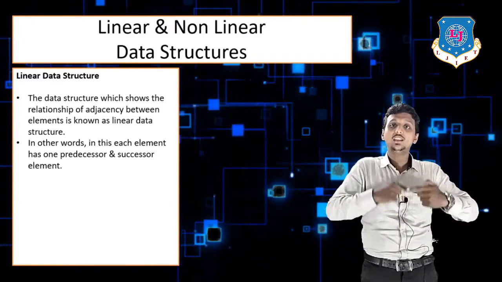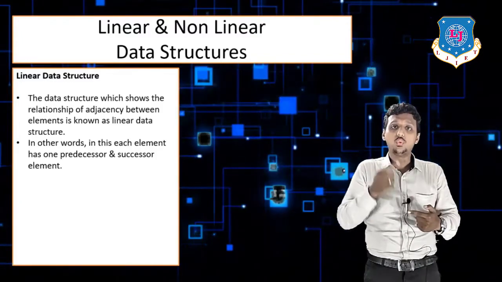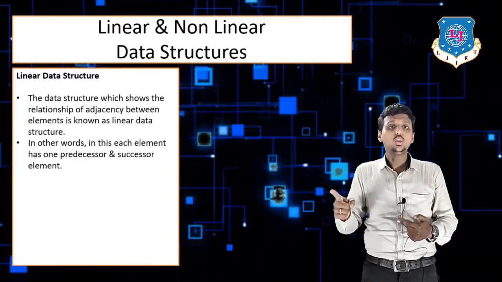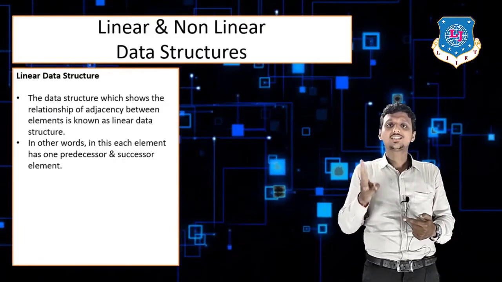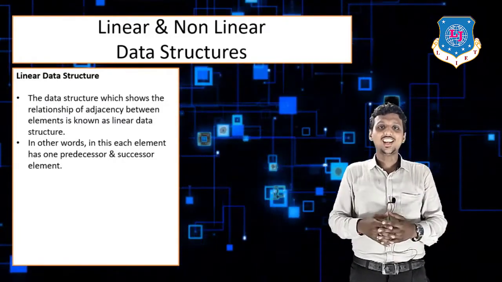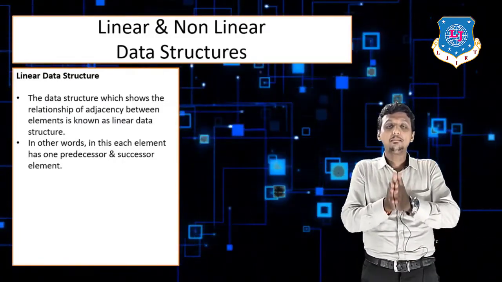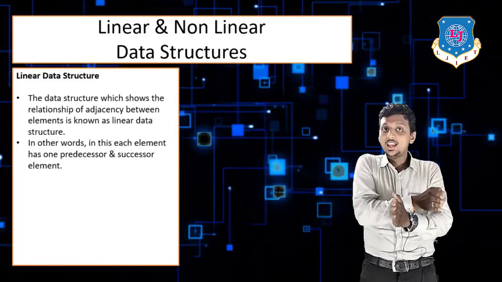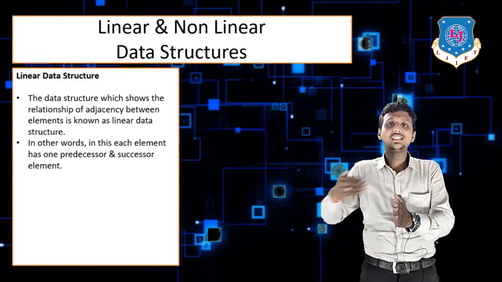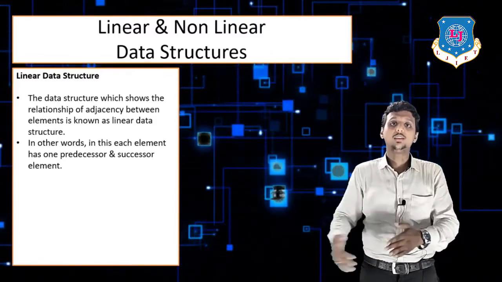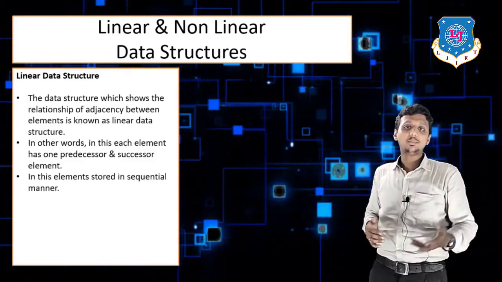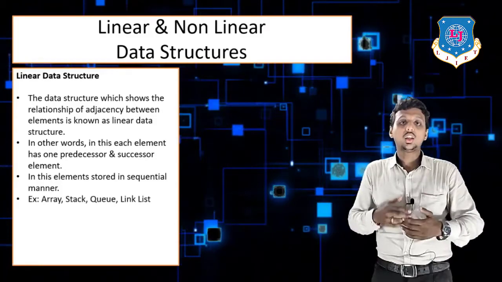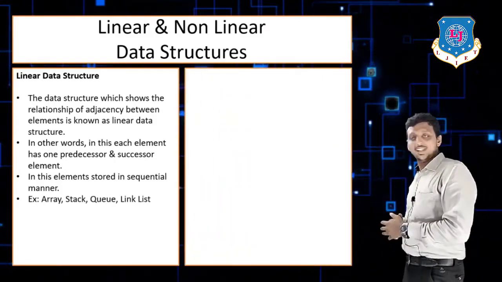I am repeating this, students. In the sequence of 1, 2 and 3, 1 is known as predecessor of 2 and 3 is known as successor of 2. Now you can easily understand, if your data member has only one predecessor and one successor, then this data structure is known as linear data structure. Fine. Now let's move on. The examples of linear data structure are array, stack, queue and linked list. Now let's go forward toward the non-linear data structure.